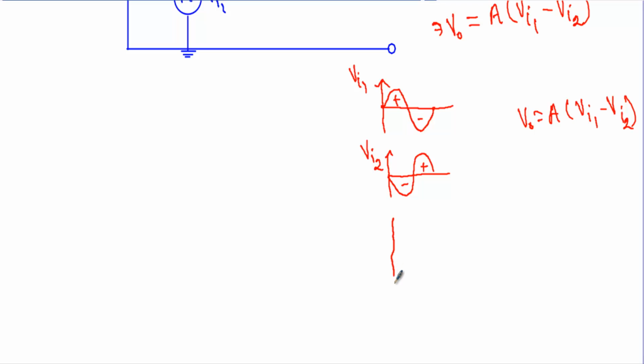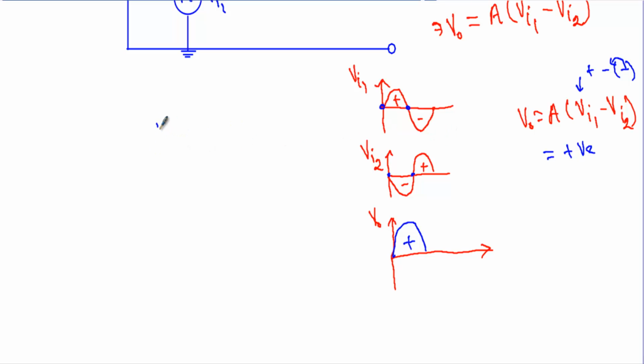Let's say this is our output voltage Vo. From this point to this point our Vi1 will be positive, and from this point to this point our Vi2 will be negative, and that negative value will get multiplied with the negative sign in front of it. That means I will get a positive value during our positive half cycle. Therefore our output will give us an amplified output voltage which will start with a positive half cycle.